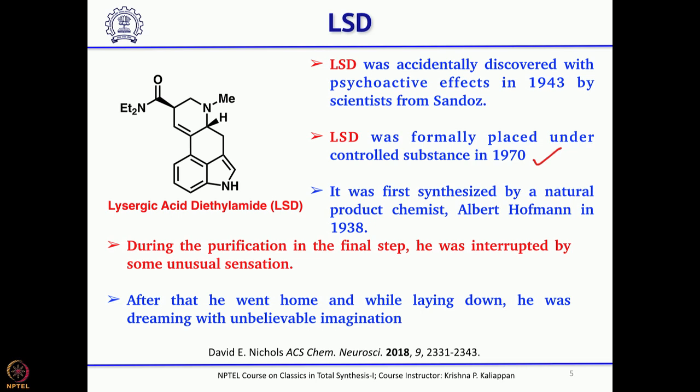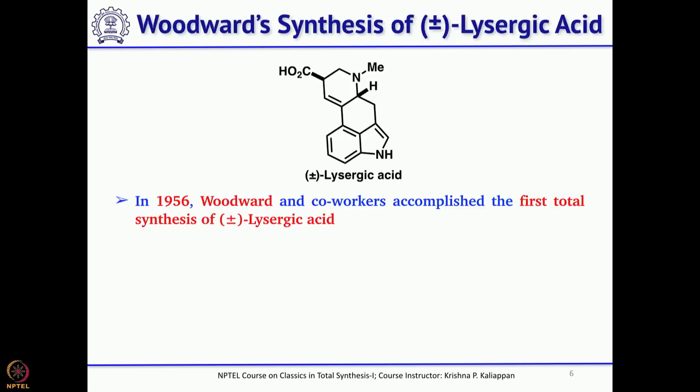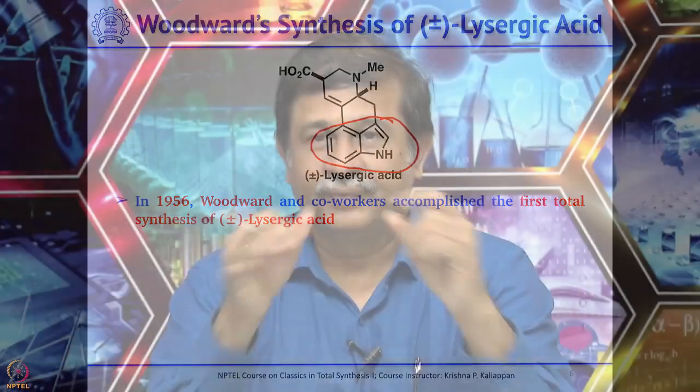But today we are not going to talk about LSD. What we are going to do is talk about two total syntheses of its precursor, that is lysergic acid. The first total synthesis was by, as usual, Woodward. So Woodward thought this can be easily obtained starting with the basic skeleton. That means you start with indole and try to append the two six-membered rings over the indole.